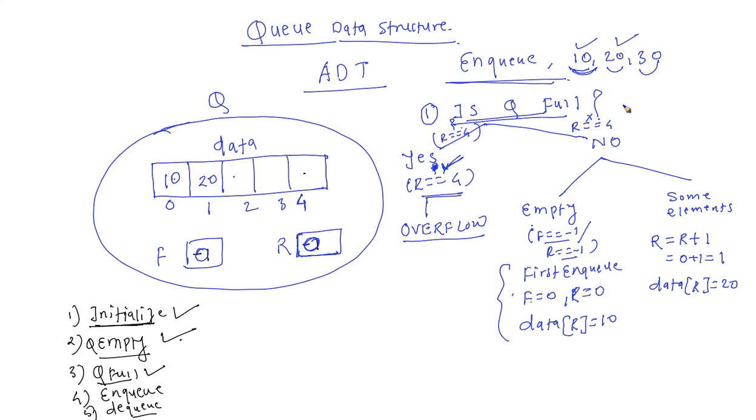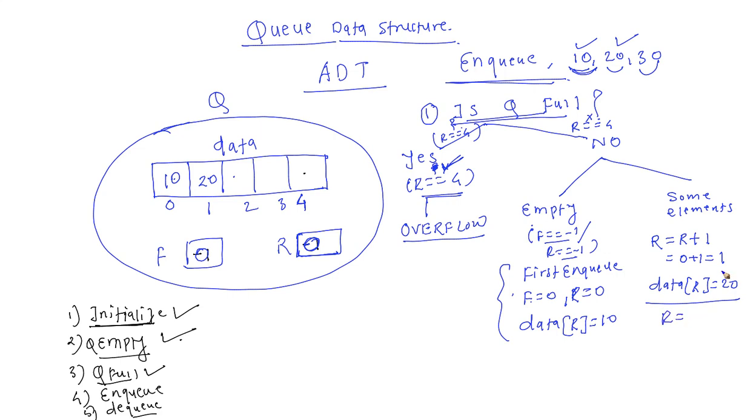To insert 30, the first question is, is the queue full? Look at R, R is not 4, so the queue is not full. I will come here. Is the queue empty? R is not -1, so the queue is not empty. So that means it's a normal insertion. If it is a normal insertion, increment R by 1.